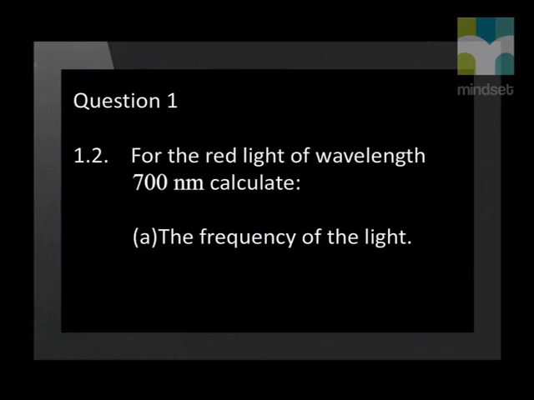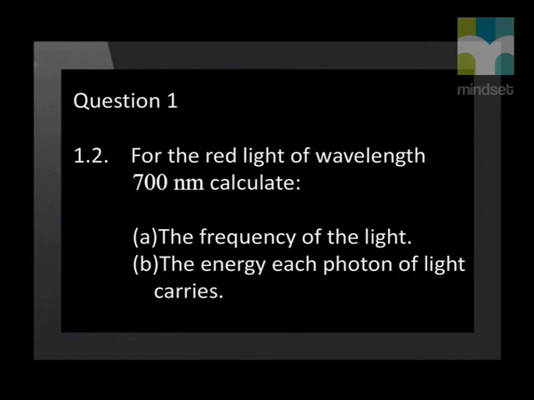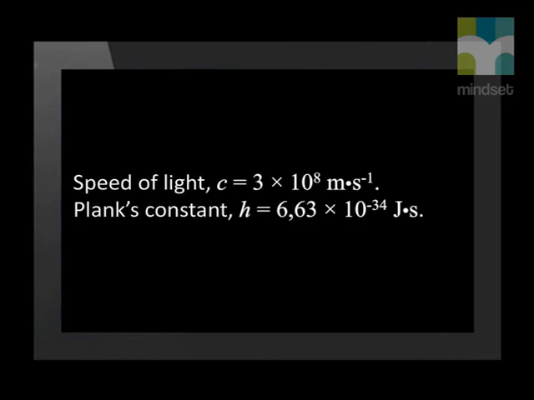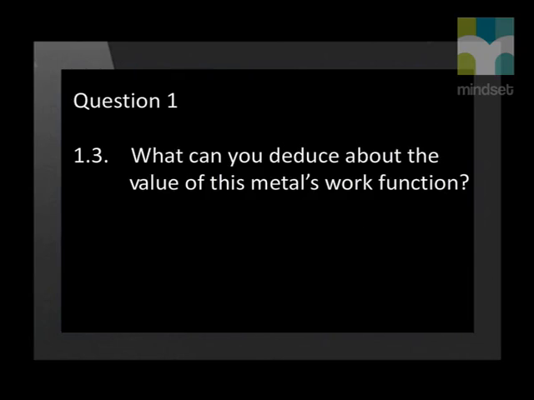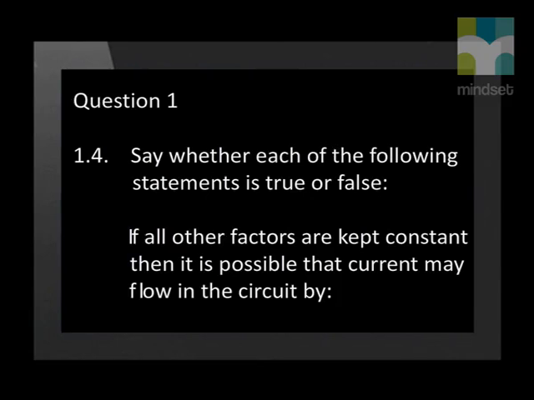Calculate A, the frequency of this light, and B, the amount of energy which each photon carries. You will need these two constants in these calculations: the speed of light in a vacuum and Planck's constant. What can you deduce about the value of this metal's work function?